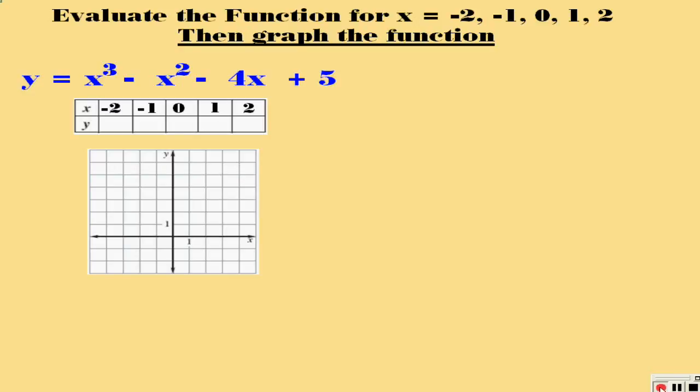Evaluate the function for x equaling -2, -1, 0, 1, and 2, then graph the function. The conventional way to do this would be to plug the numbers for x, -2 first, into the equation and get the y value for that and plot the point. Instead, we will use the calculator to do it faster.